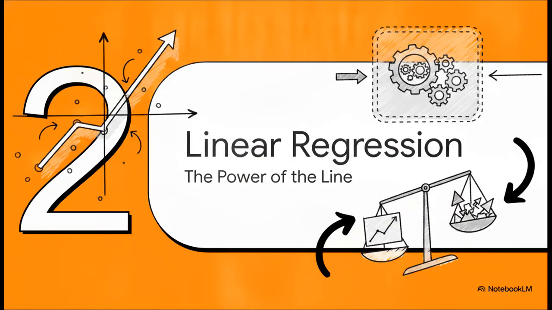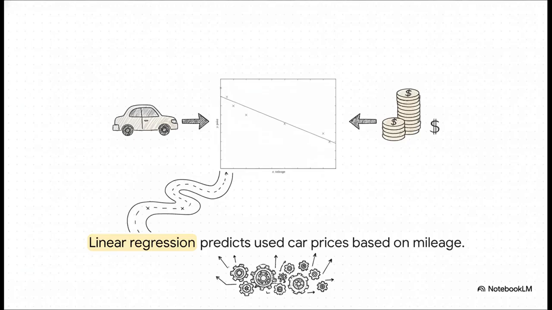Section 2. What is linear regression? The power of the line. You know, what I love about linear regression is that it's highly interpretable. It's not some mysterious black box. It simply assumes there's a straight, linear relationship between your inputs and your output. Let's say we want to predict the price of a used car just based on its mileage.